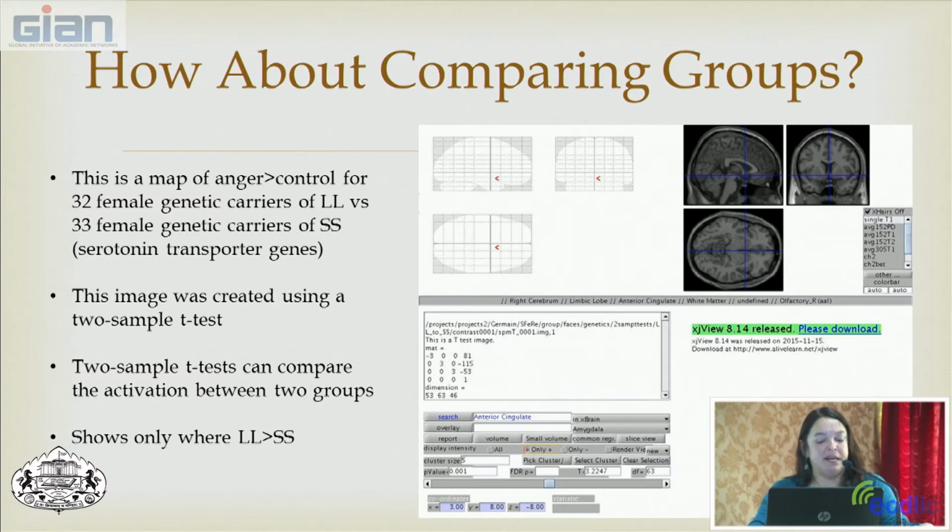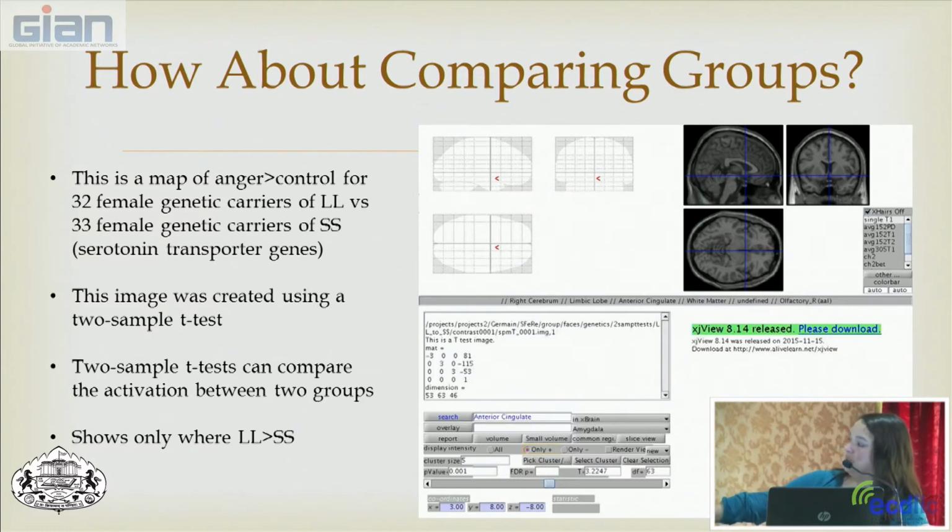This map here is done using a 2-sample t-test. So we've taken a t-test of the 32 people with LL genes and the 33 people with SS genes. This plot is showing only where LL has greater activation to this task than the SS people. And what you can see here, again using a threshold of 0.001 and a cluster size threshold of 5, is basically no activation. So we say, well, what's going on here?